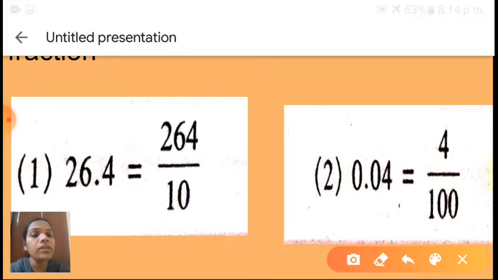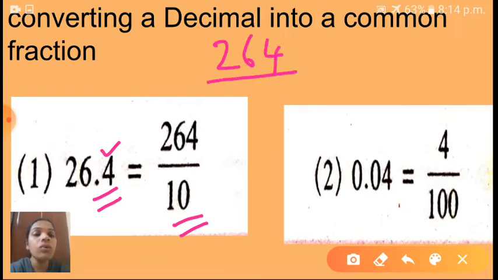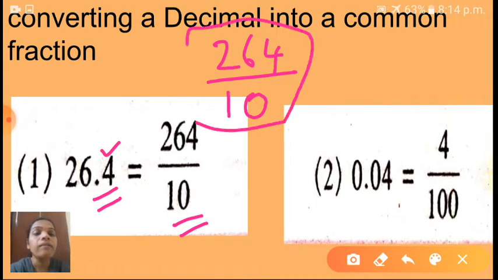Okay, and just you have to see the question here, children. How many digits are there after the decimal point? Yes, only one digit. So here you have to write 10. So the first step here, children, is to ignore the decimal point. So 264 upon 1 you have to write. After the decimal point, how many digits are there? Only one digit. So after the 1 you have to write 0. So this is your common fraction.